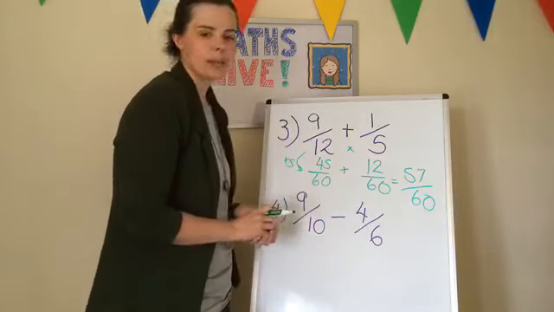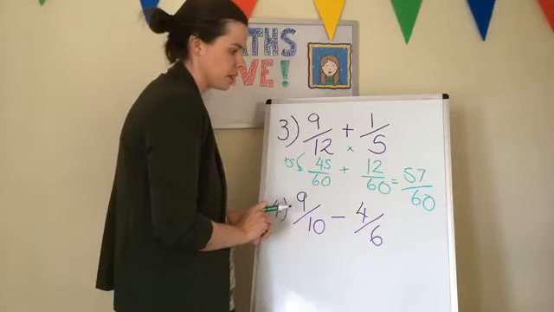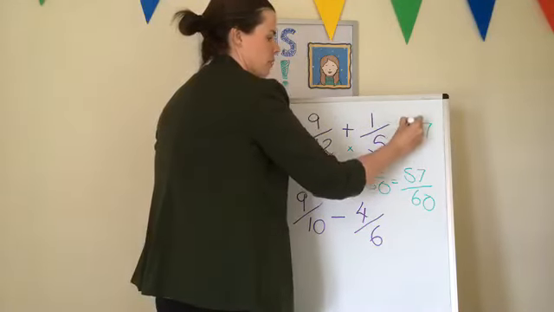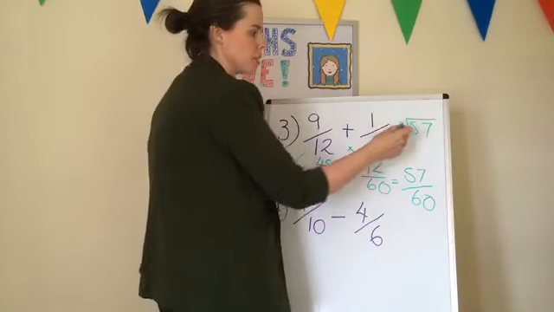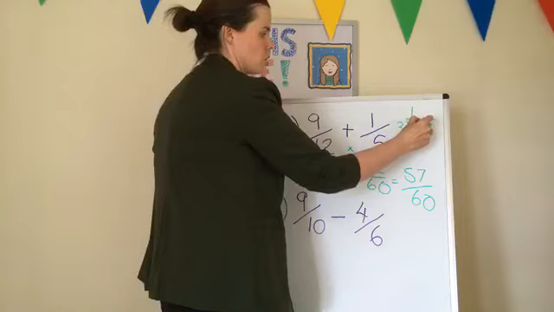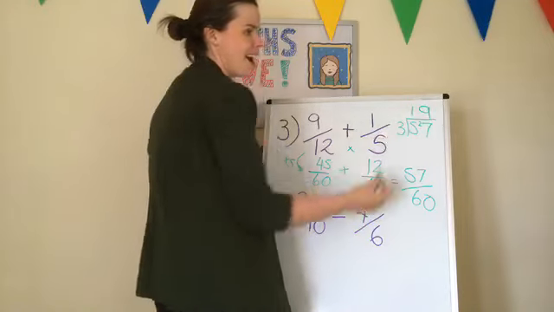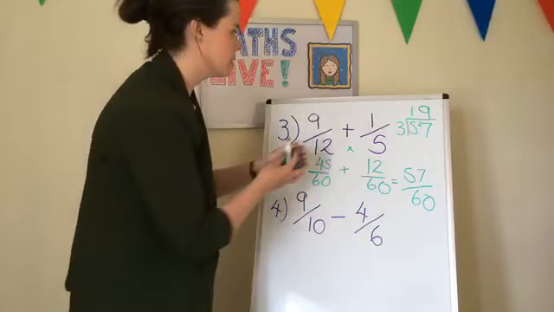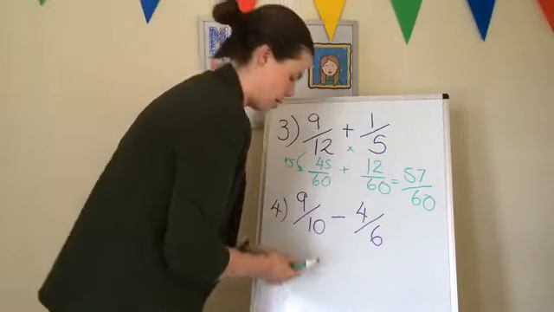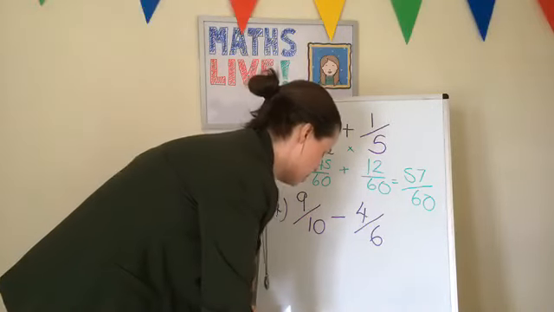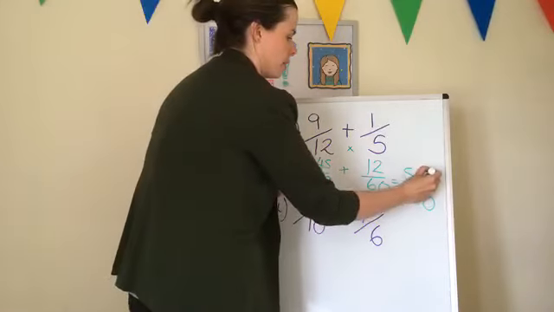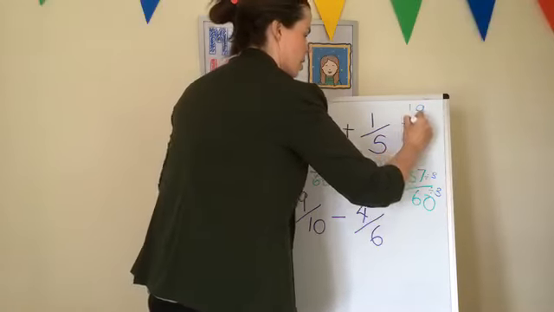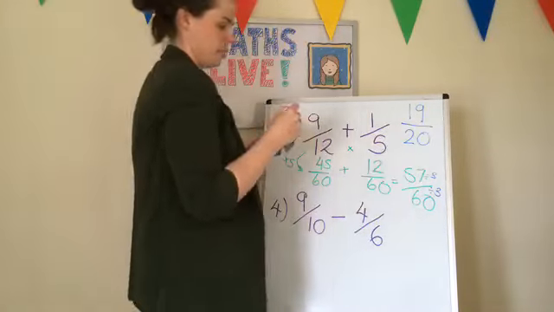Now, can we simplify 57 over 60? 57, I think it's in the 3 times table, if I recall. So I'm just going to do a bit of playing, a bit of division. So there's 1 and then there's 2 left over. 9 3s are 27. It is in the 3 times table. So if I divide it, I've not really got much space here, have I? I'll move it up here. So if I divide it by 3, that is 19 over 20.